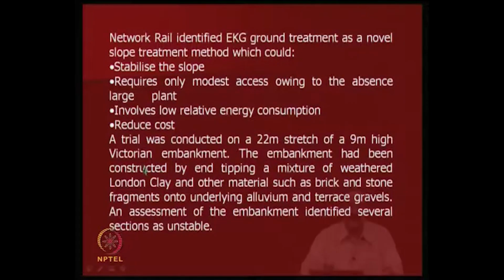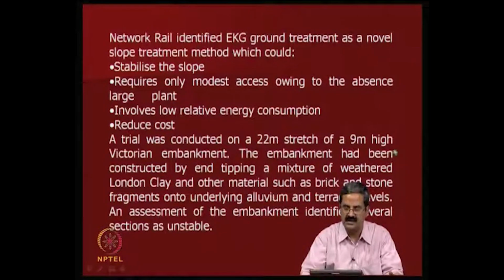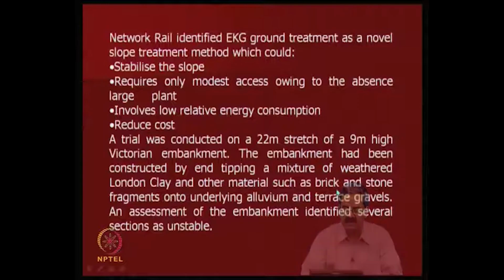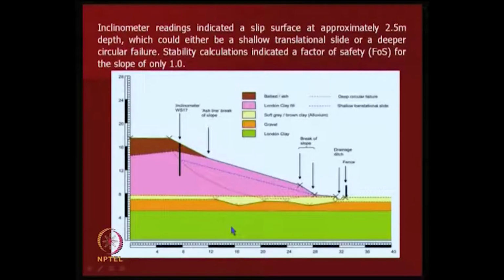So, the trial was conducted on a 20-meter stretch of a 9-meter high embankment. The embankment had been constructed by end tipping of a mixture of weathered London clay and other materials such as brick and stone fragments onto alluvium and terrace deposits. The assessment of the embankment identified several sections as unstable. This is a section here. You can see that this is a railway embankment, and this is a typical material: London clay, gravel, soft soil, and this is another material.